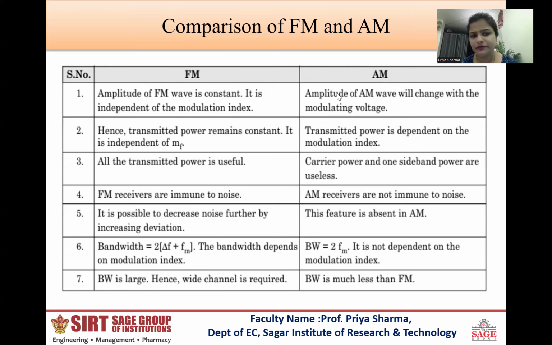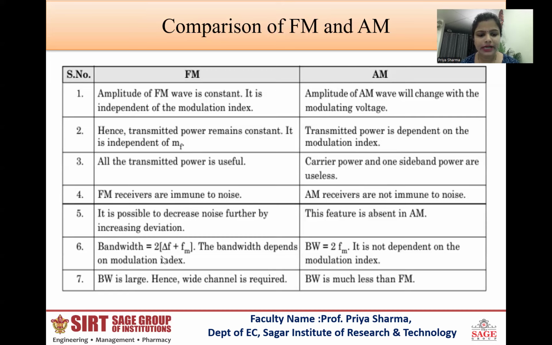The first point is the definition of both. In FM, the transmitted power remains constant, independent of the modulation index, whereas in AM the transmitted power is dependent on the modulation index. In FM, all the transmitted power is useful, while in AM the carrier power and one sideband power are useless. Here we are talking about AM, that is DSB-FC. FM receivers are immune to noise, AM receivers are not. It is possible to decrease the noise further by increasing the deviation. This feature is absent in AM.